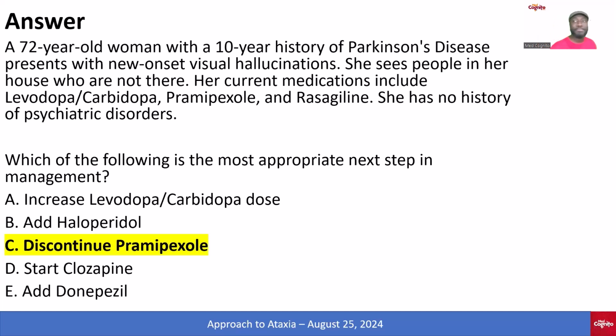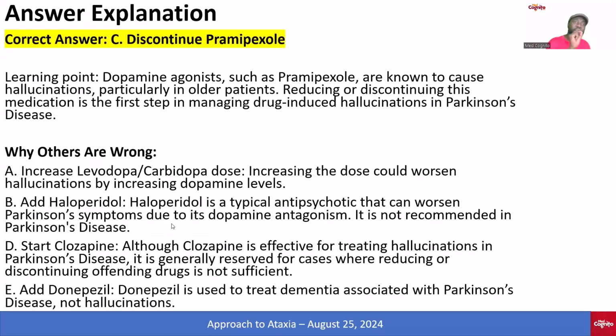Okay. The answer is C. Facebook gang, I didn't see your answers at all. The answer is C. Why is C? Discontinue pramipexole. Why? Now pick your books and then let's write this down. Number one, dopamine agonists such as pramipexole are known to cause hallucinations. That's the issue. Pramipexole is known to cause hallucinations, particularly in older patients. So reducing or discontinuing this medication is the first step in managing drug-induced hallucinations in Parkinson's disease.